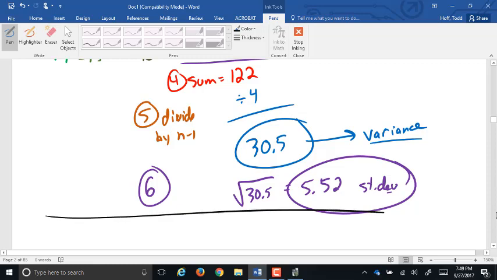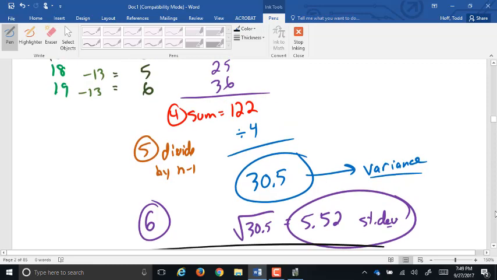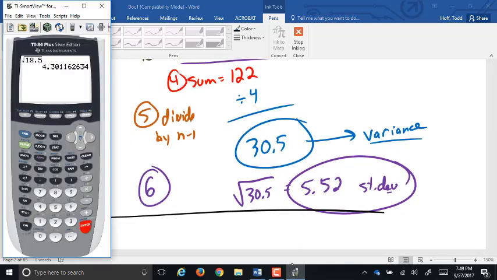Yes. Yep. So for the square root of 30.5, most of your calculators, the square root is a second function, and it's above the x squared key like that. So to access that, you either have to hit second or shift, then that x squared key, which should have the square root above it, and then type in your number, 30.5, and then hit enter.